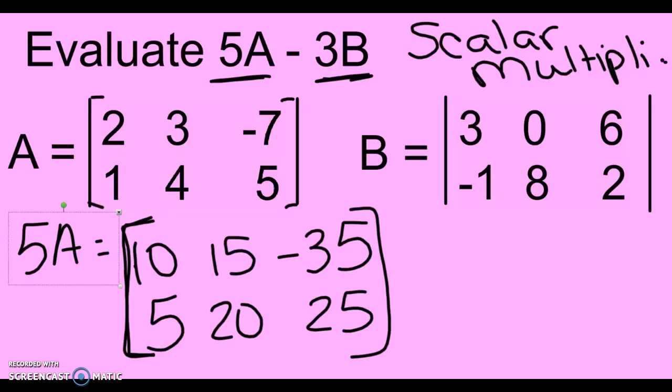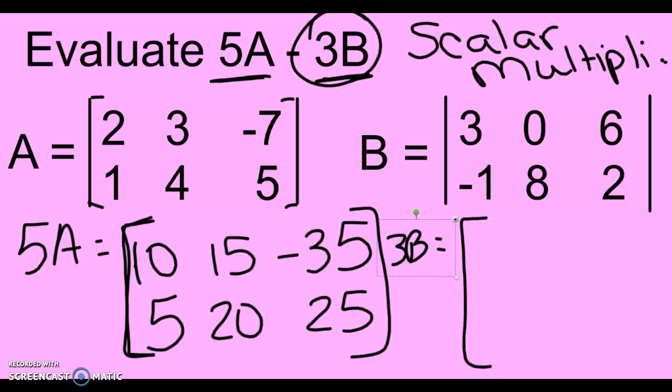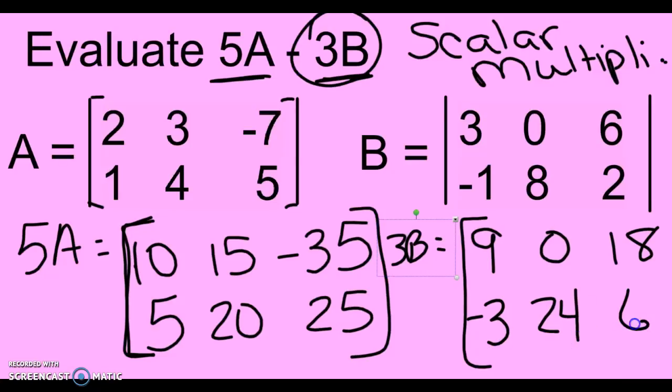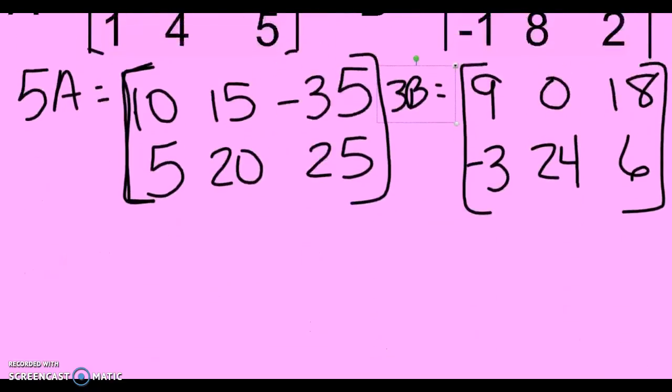And then 3b. Let's get 3b going here and see what we've got. We've got 9, and 3 times 0 is 0. 6 times 3 is 18. And we've got negative 3, 24, and then 6. Okay, I'm going to scroll down. I'm so glad I can do that.